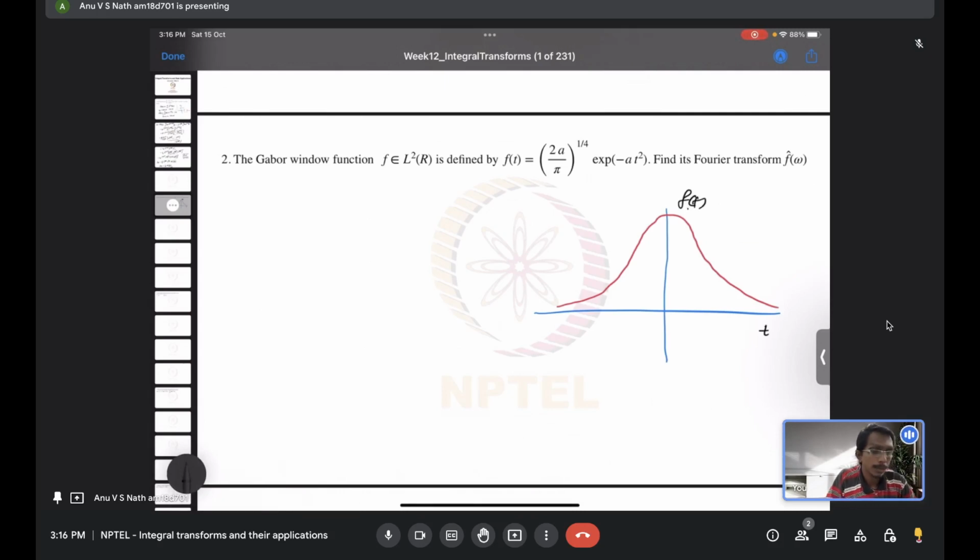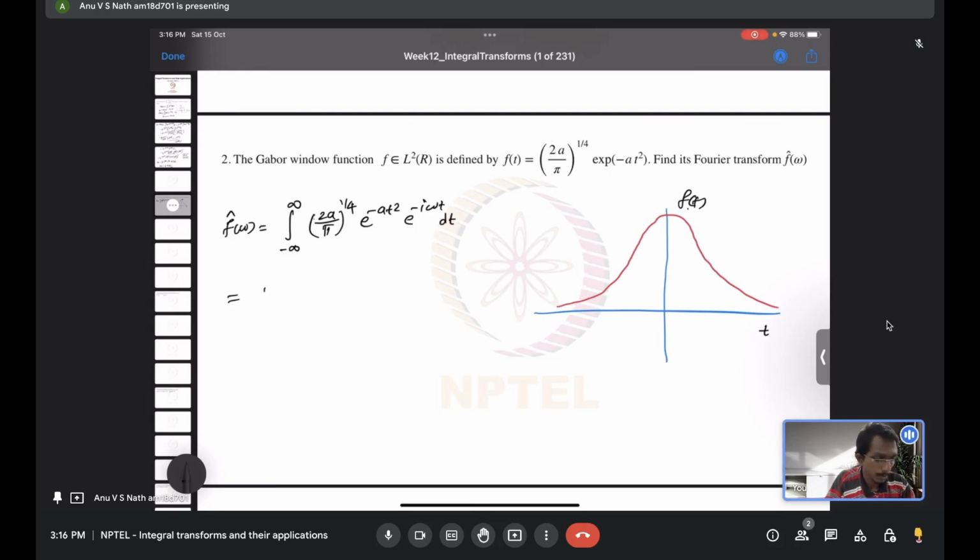So we are asked to evaluate the Fourier transform. Actually we have done the same things. Let me repeat the process again. It may remind you of the old Fourier transforms and the techniques that we have used. So f cap of omega is the integral from minus infinity to plus infinity of 2a by pi the whole raised to 1 by 4, exponential of minus a t square, exponential of minus i omega t dt.